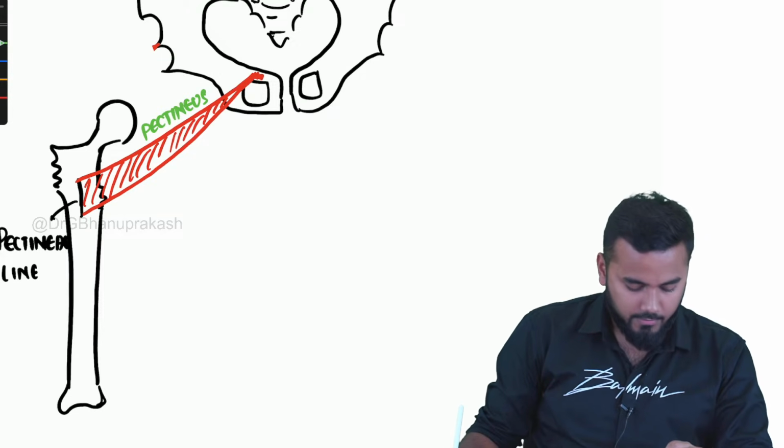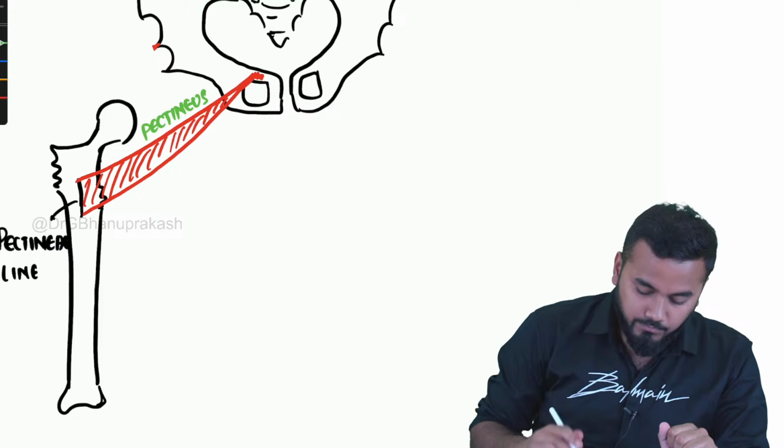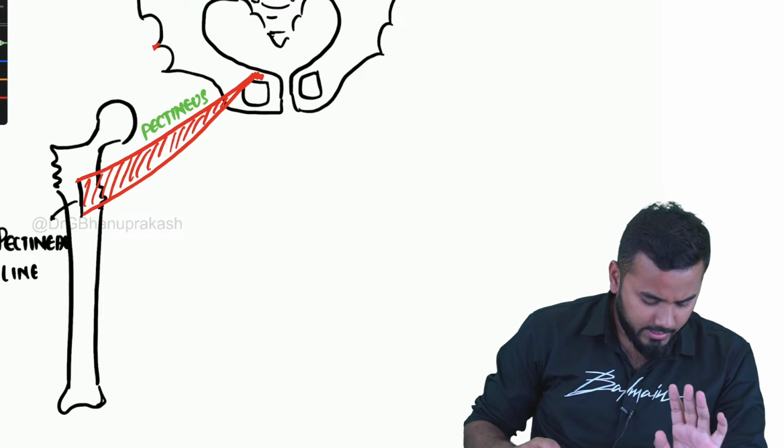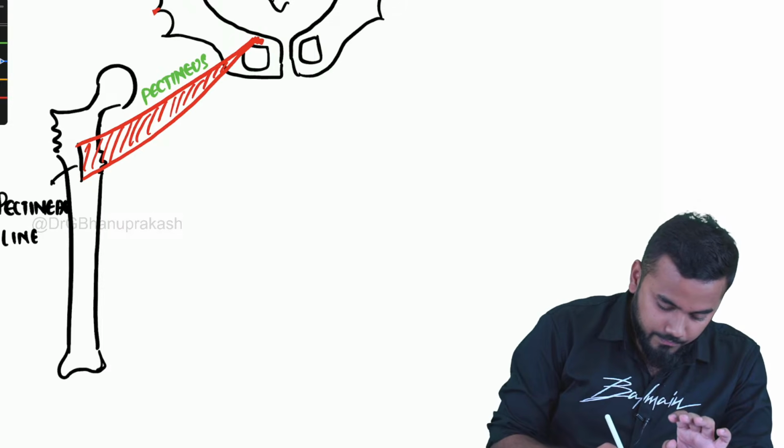Pectineus muscle. Very good, Shaima, very good. This is called the pectineus muscle. Next, look here, guys. Yeah, intertrochanteric line. Very good, intertrochanteric line.